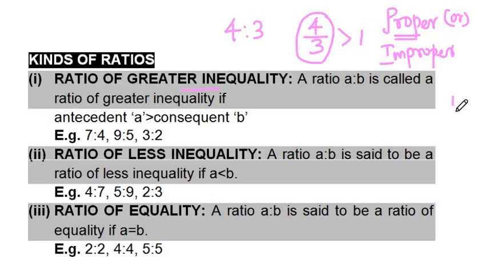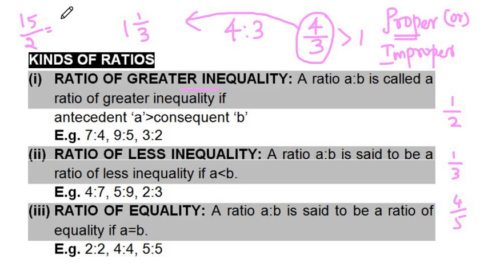So proper fractions are, for example, 1 by 2, 1 by 3, 4 by 5. These are proper fractions. All improper fractions can also be written as mixed fractions. கலப்பு பின்னமாக எழுதலாம். What is a mixed fraction? 4 by 3 can be written as 1 and 1 by 3. For example, 15 by 2 is an improper fraction which can be written as 7 and 1 by 2.